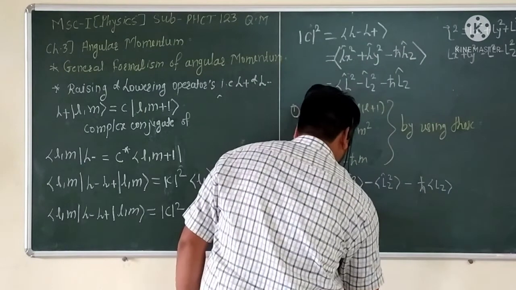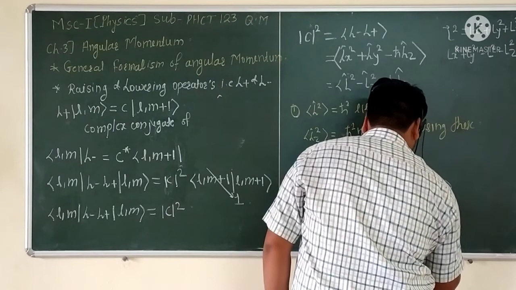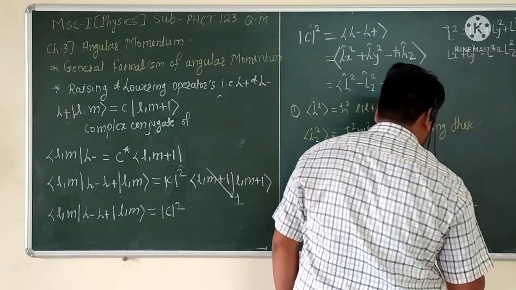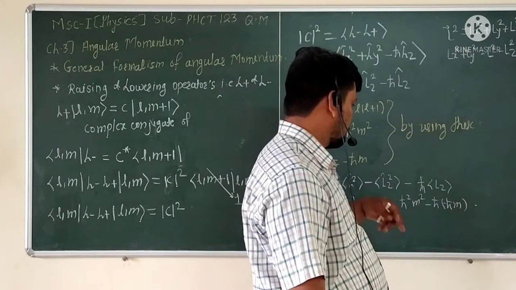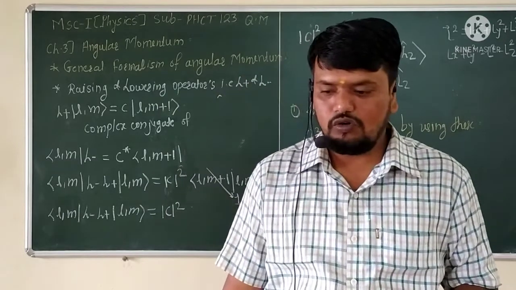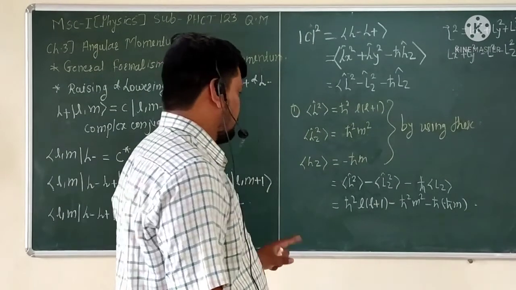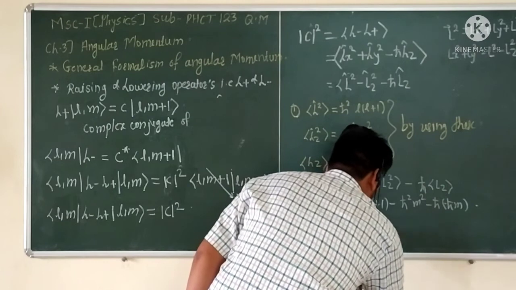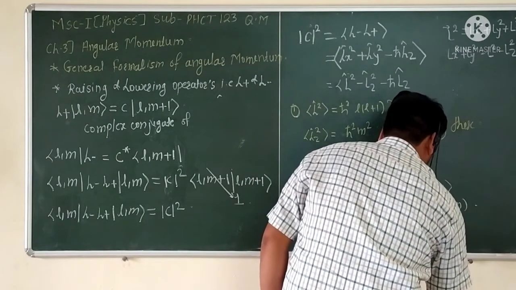So this is nothing but ħ² L(L+1) − ħ² m² and minus ħ into minus ħ m. Here it is ħ² m², and here minus minus plus, so that is the ħ² m. If we take ħ² common, your final relation will be obtained: ħ² [L(L+1) − m(m+1)].